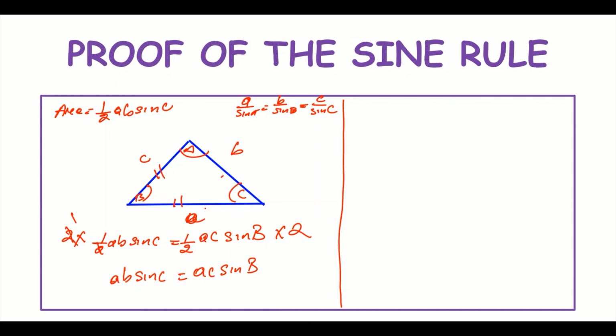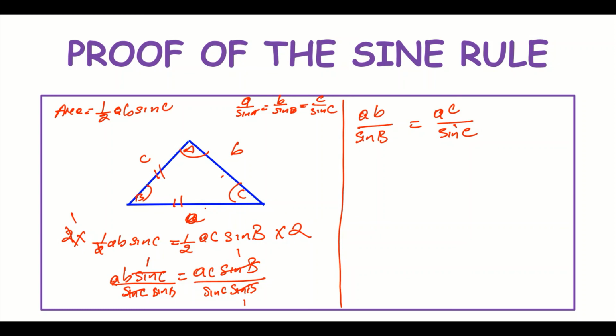So I'm going to divide both sides by sine C sine B. It's an equation, so whatever is done on one side has to be done on the other side. The sine C here we cancel, and the sine B here we cancel. So we're left with AB over sine B, which is equal to AC over sine C.